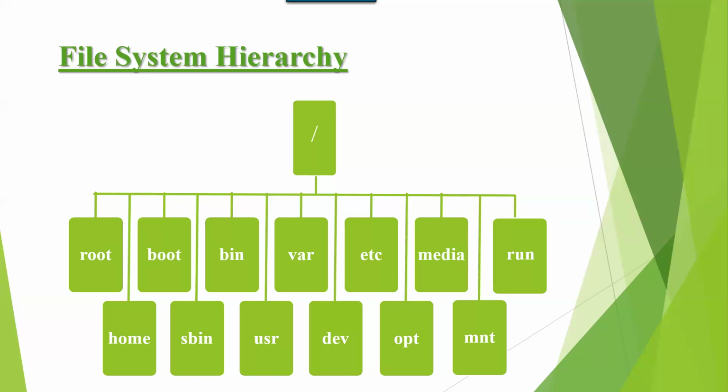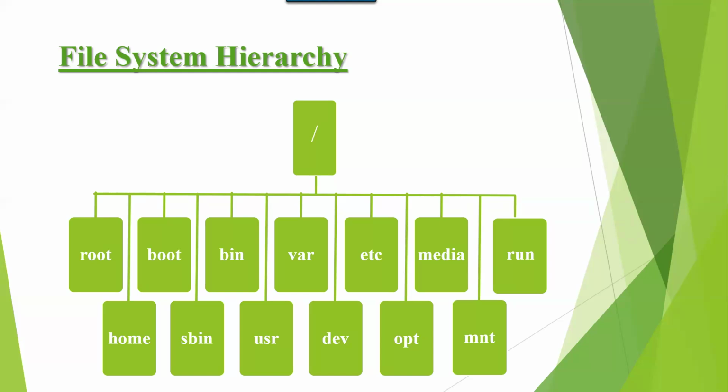And next is boot. Boot contains bootable files. Operating system bootable files are stored under boot. Sbin contains super user commands, the commands which can be executed by the super user. Those commands are stored under sbin. Bin contains normal user commands, the commands which can be executed by a normal user. USR contains default applications, applications which come along with the operating system. Those applications are stored under USR.